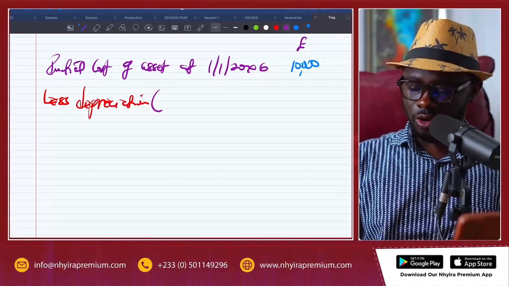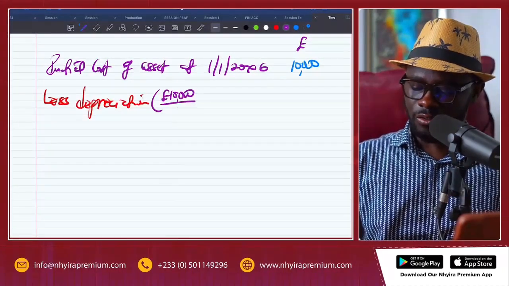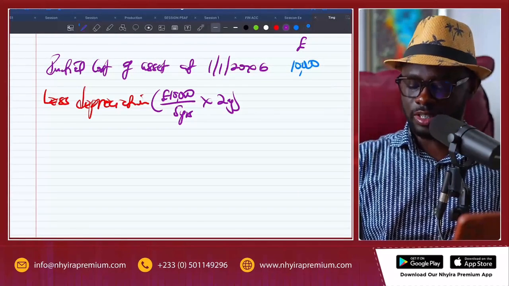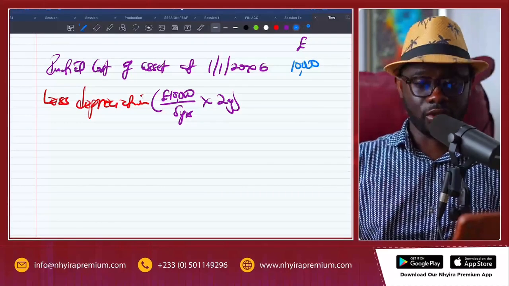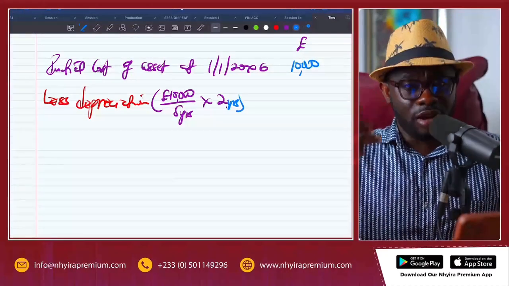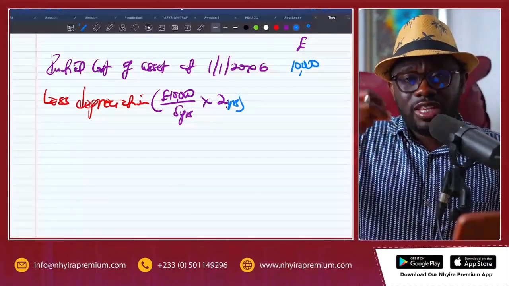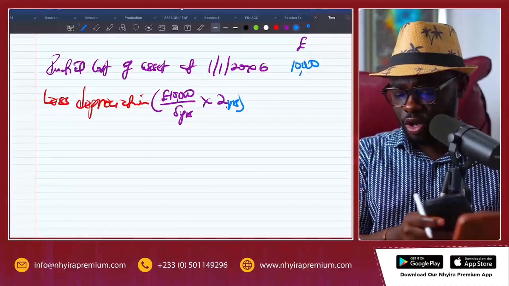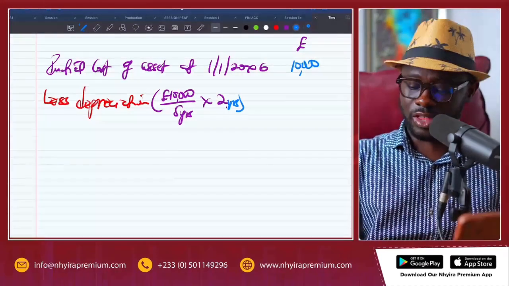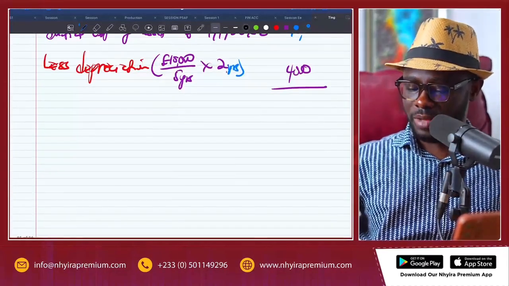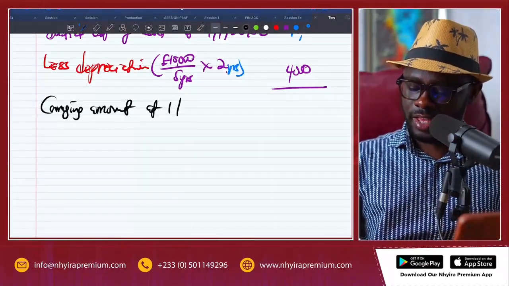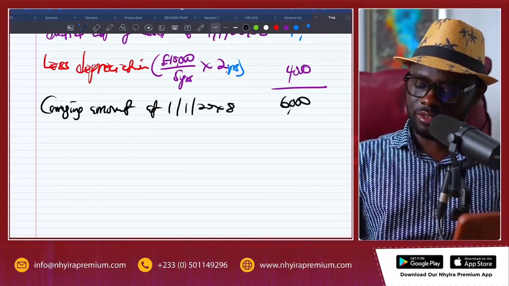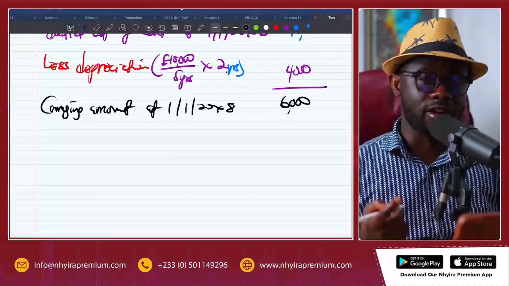And that is going to be £10,000 over 5 years times 2. So this is depreciation for the 2 years because the revaluation was done at the beginning of 20x8, which is in the third year. So what do we have? 10,500, that will be 4,000. And so the carrying amount at 1st Jan 20x8 will be 6,000. The day on which they did the revaluation.